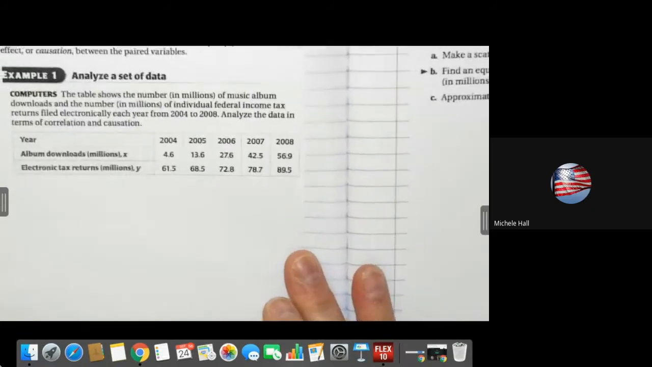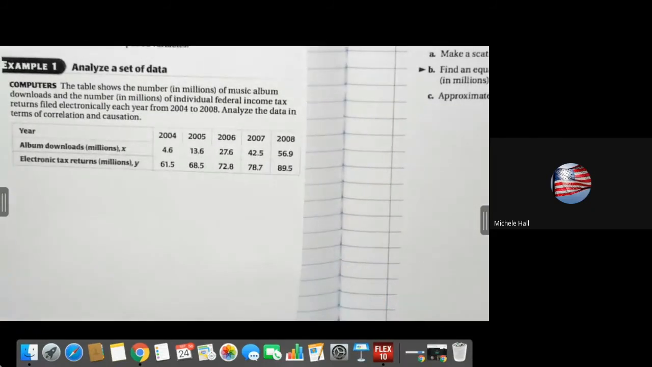Looking at the next set of data, I'm going to go to y equals. I'm going to clear the line that's in there. I'm going to go to stats. I'm going to clear out my data.